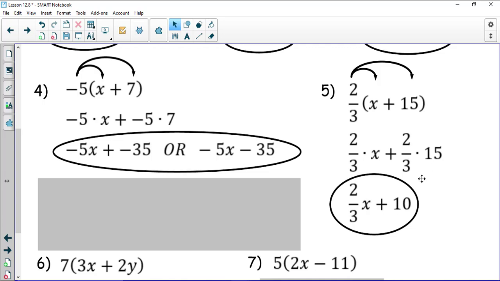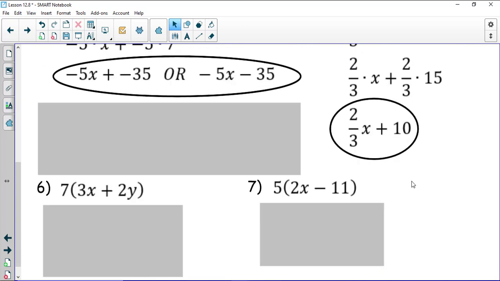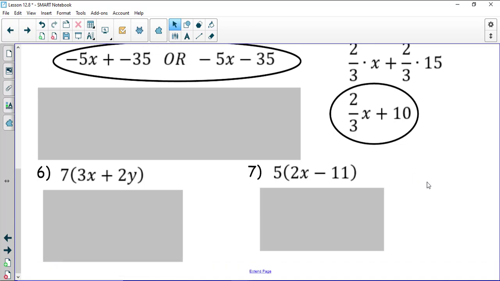All right, we've got two more. One of our questions involves another subtraction type of problem, and another one involves multiple variables. But we're going to treat these exactly the same. We're going to distribute the number that's outside the parentheses into each of the numbers inside the parentheses. We're going to multiply those. So we're going to take 7 times 3x, and we're going to take 7 times 2y.